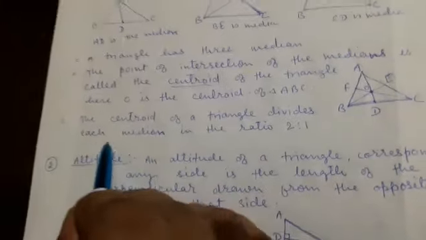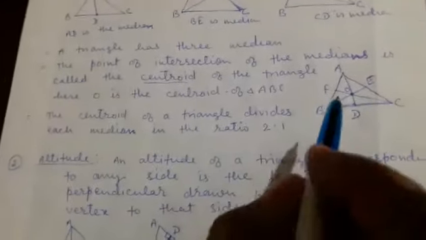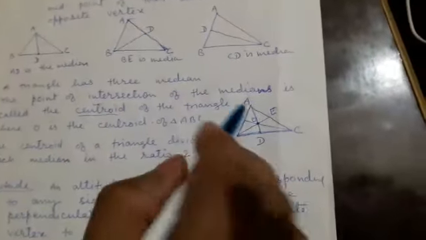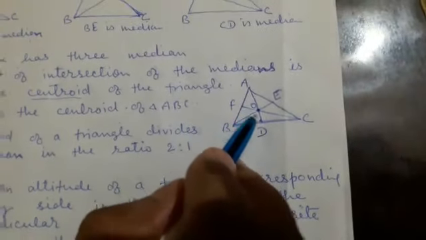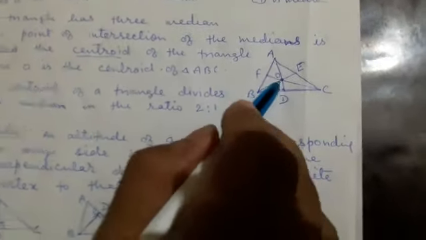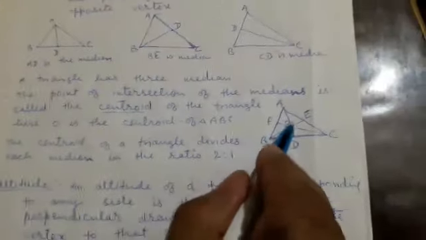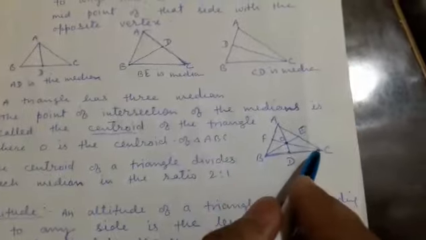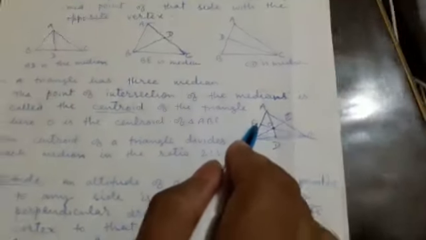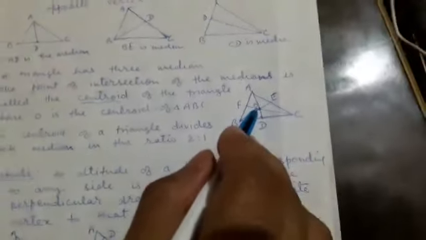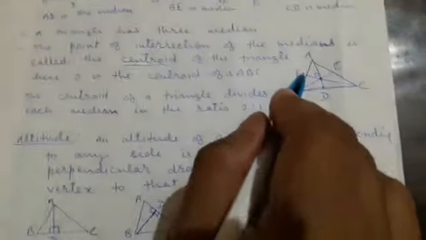The centroid of a triangle divides each median in the ratio 2:1. It means AO ratio OD, so AO will be 2 and OD will be 1. Similarly, BO ratio OE means BO is 2 and OE is 1. Similarly, CO ratio OF. So CO will be 2 and OF will be 1.